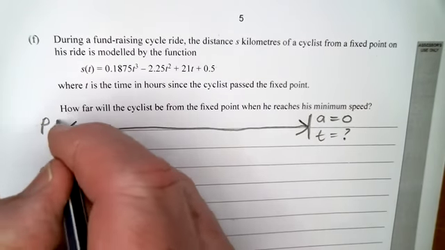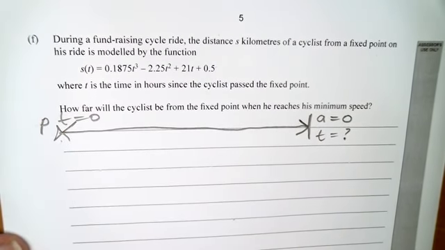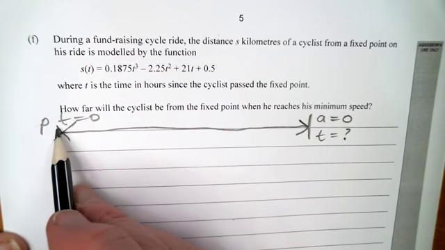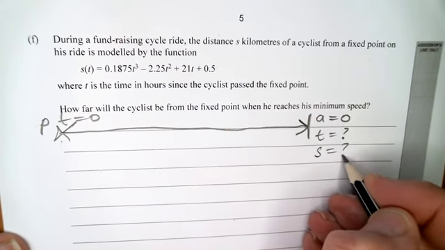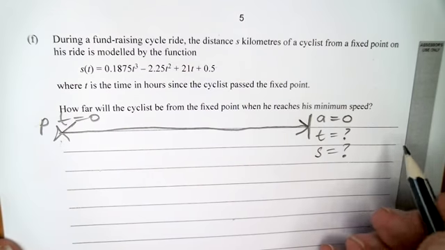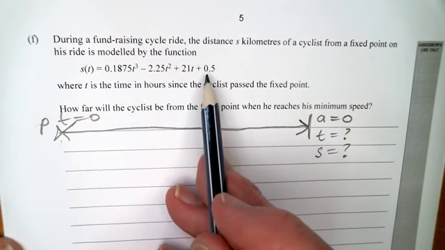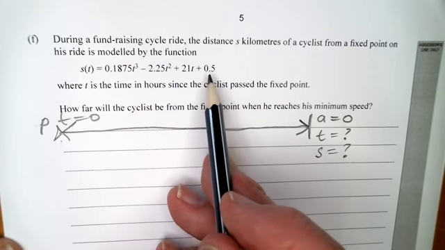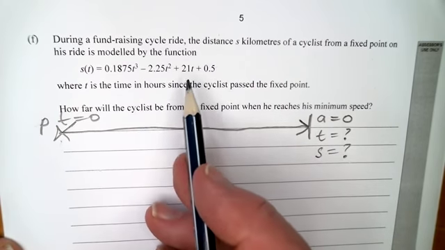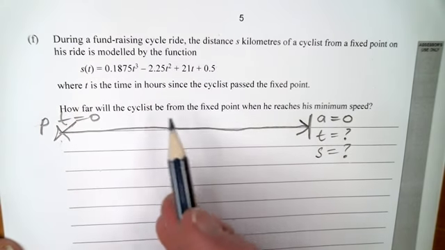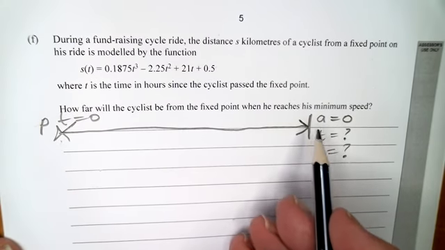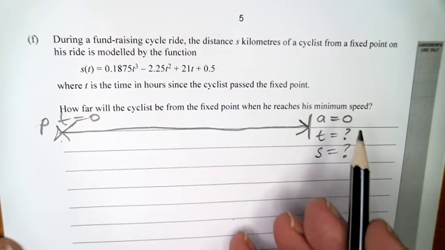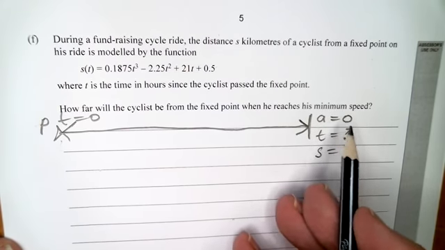Time here we'll say is question mark. We don't know the velocity, nor do we even need to know it. But we are going to find the distance, and s is equal to question mark. So first of all, we've got the distance equation. We've got to turn that into an acceleration equation, which means differentiating twice. First to turn it into velocity, and then differentiate velocity to turn it into acceleration. Then make acceleration equal to 0, and solve for t.